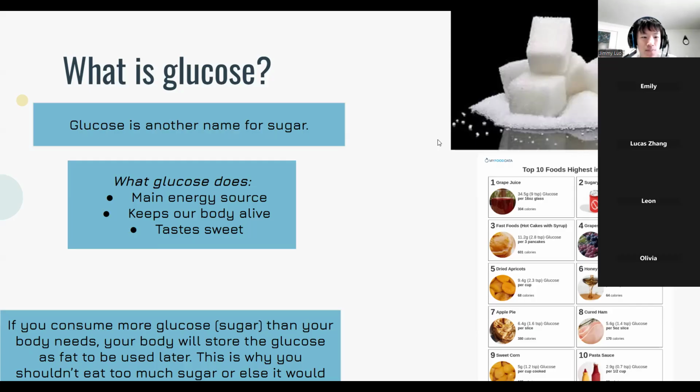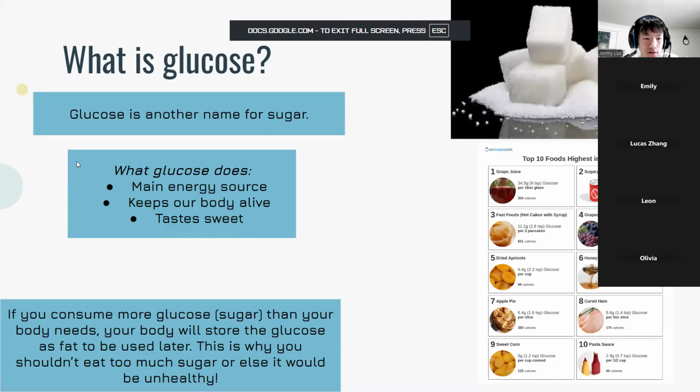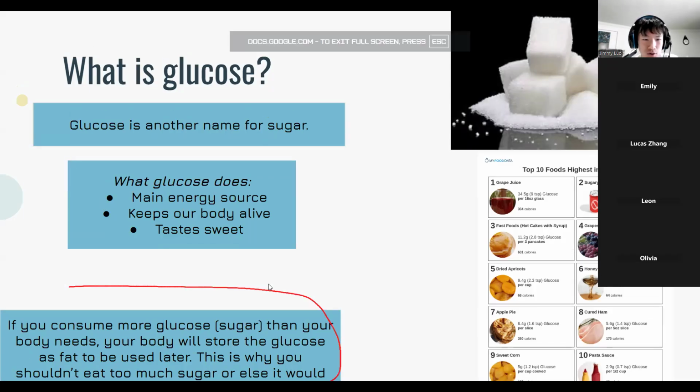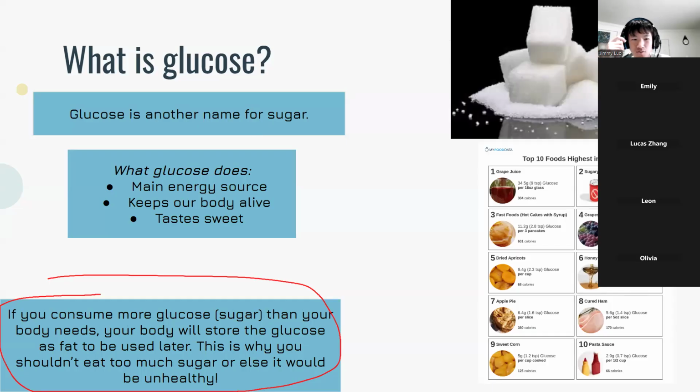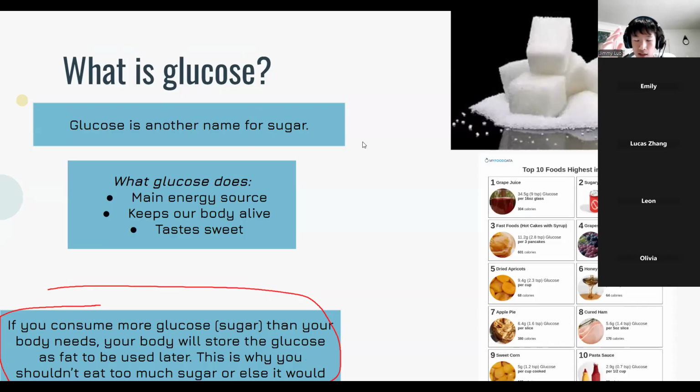And then if you look down here in the bottom left corner, it says that if you consume more glucose, aka sugar, than your body needs, your body will store the glucose as fat to be used later. So this is why you shouldn't eat too much sugar, or else it would be unhealthy. That's basically it for the slide. Glucose is the main thing the body uses to make energy, and we'll talk more about how that energy is made in a few slides. But just know that glucose is used to make energy, and glucose is a type of sugar, all right?